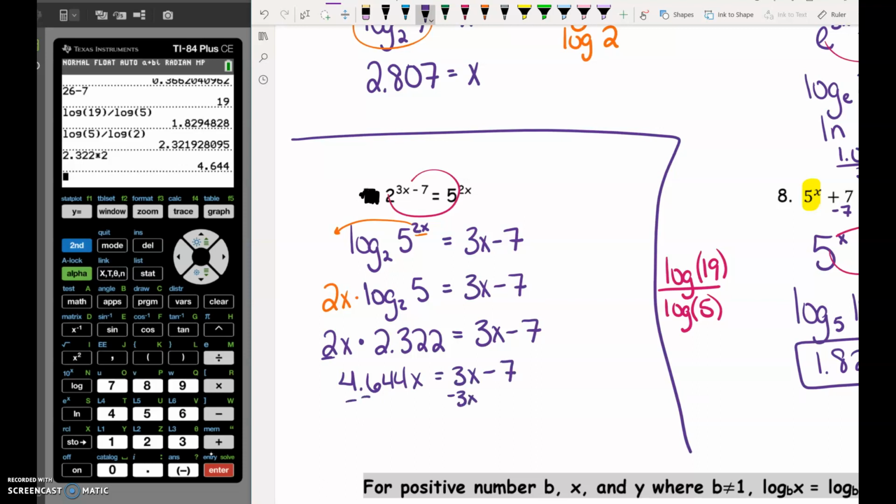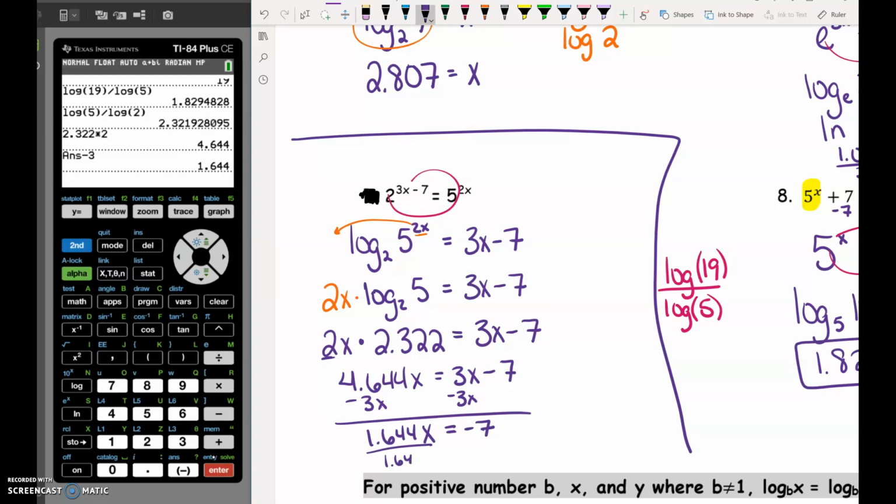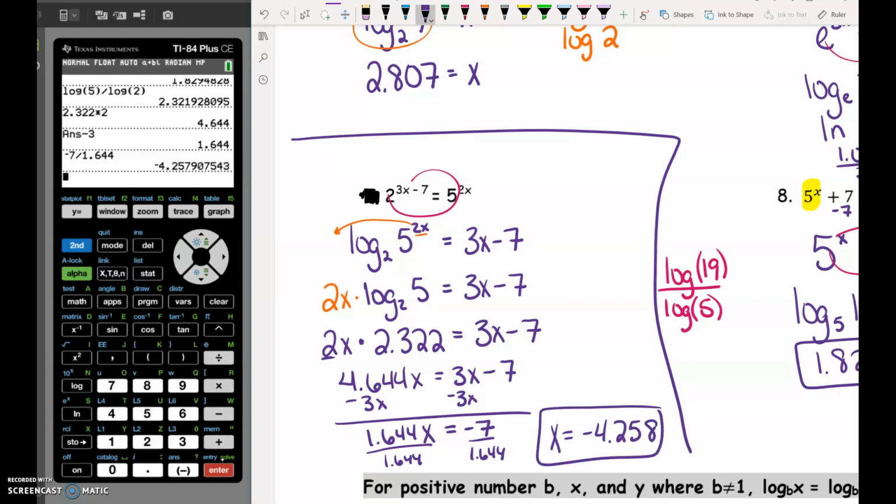I know this decimal looks gross, but you can do this math. Oops, 1.644x equals negative 7. Divide both sides by 1.644. Negative 7 divided by 1.644. My answer is x equals negative 4.258.